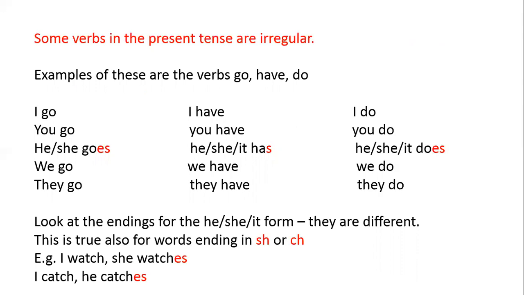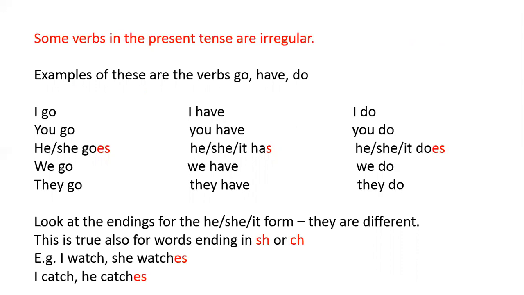Now, some verbs in the present tense are irregular, and the main examples of these are the verbs go, have, and do. So below you'll see the formation of those verbs, including how they are different for he or she.